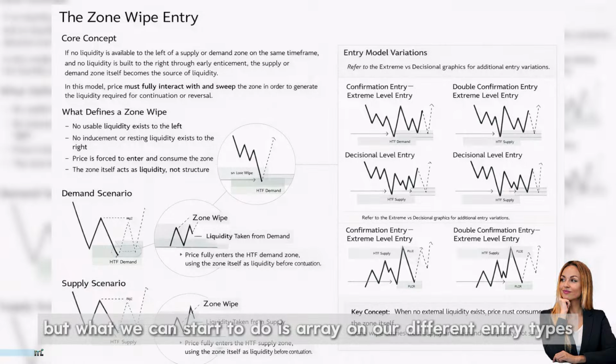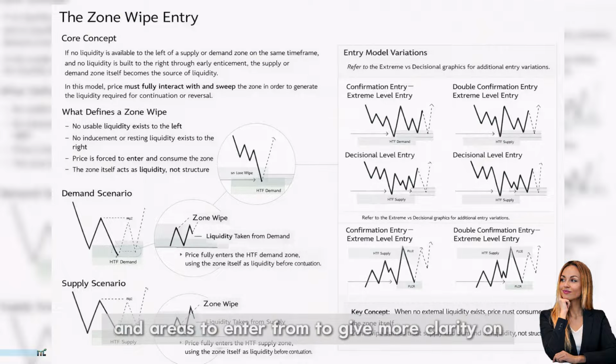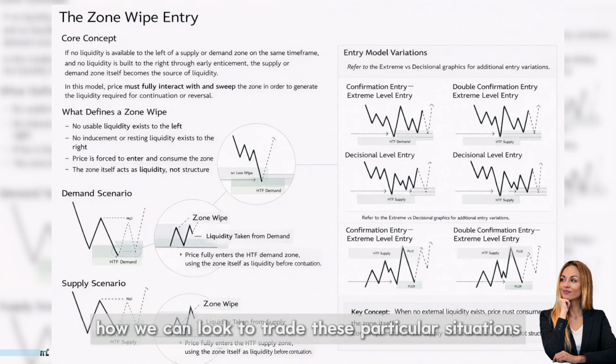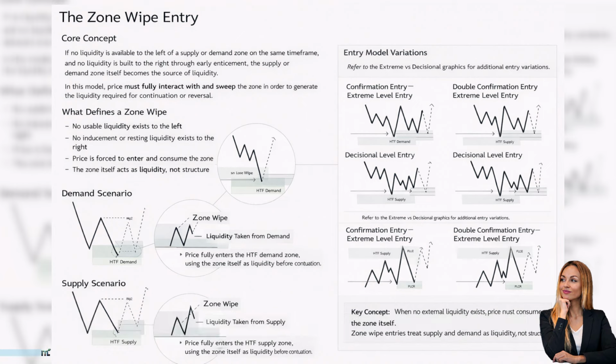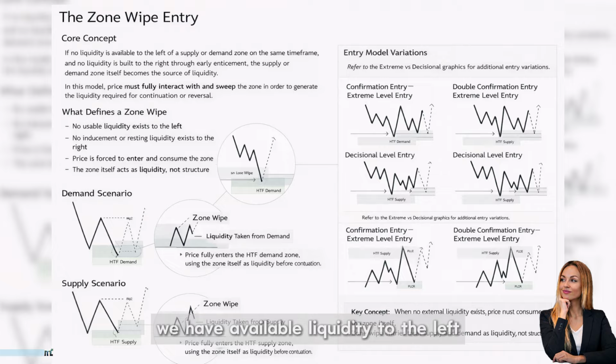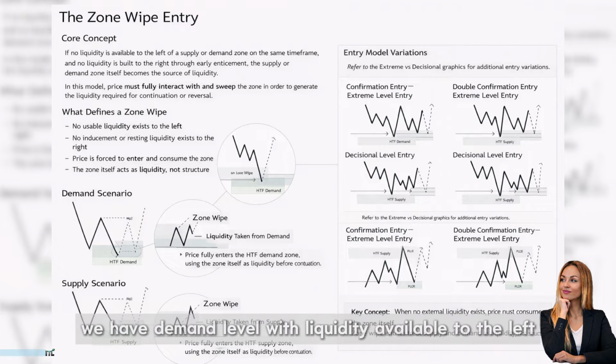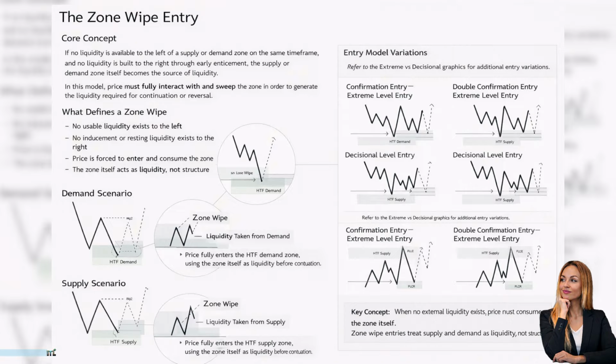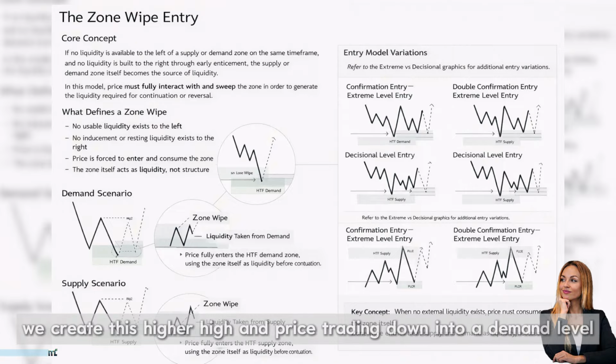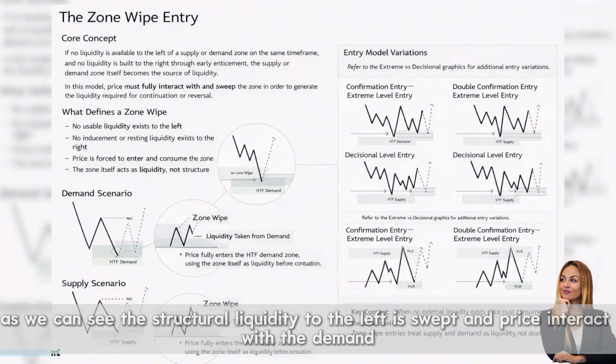But what we can start to do is array our different entry types and areas to enter from to give more clarity on how we can look to trade these particular situations. So in the example, we have available liquidity to the left. We have a demand level with liquidity available to the left. We have structural liquidity. We create this higher high and price trades down into a demand level. As we can see, the structural liquidity to the left is swept and price interacts with the demand.